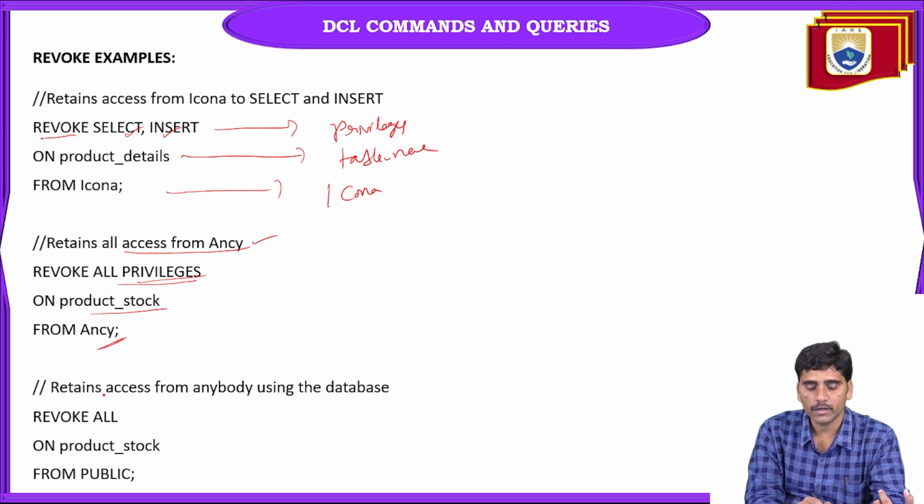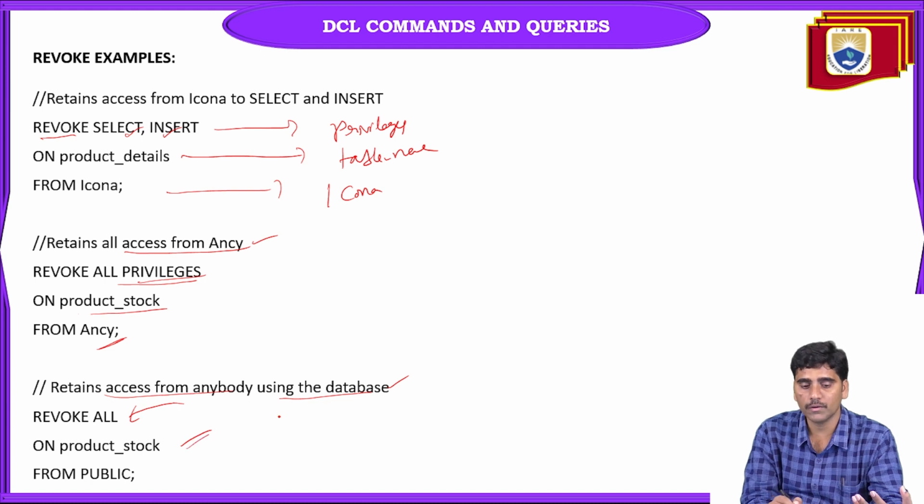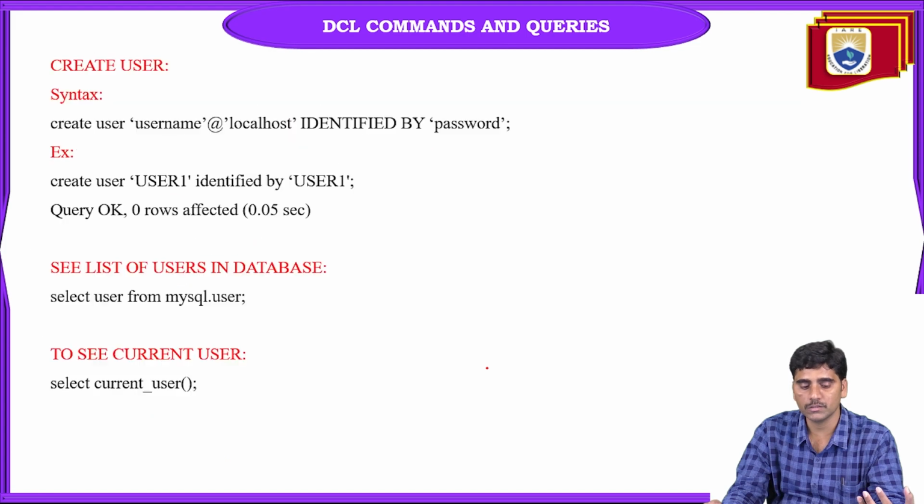The next one retains access from anybody using the database. So we had given access to all the users for all the privileges. At that moment all the privileges have to be revoked, meaning revoke all on product_stock from which user, from all the users. So the way we can revoke privileges from users on different tables is with the help of different queries. So this is the way of revoking the permissions or privileges from the users.